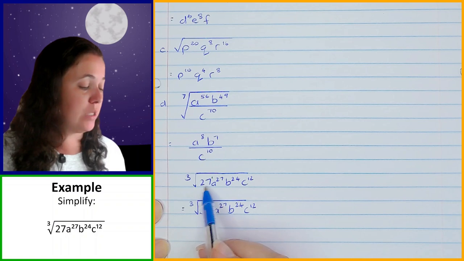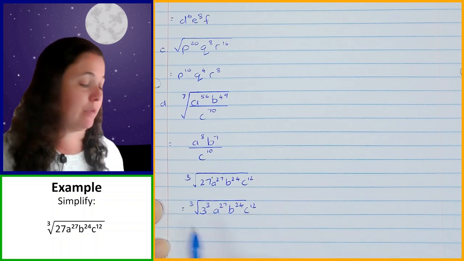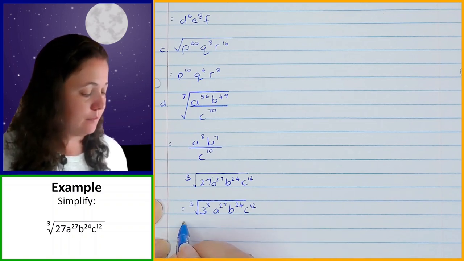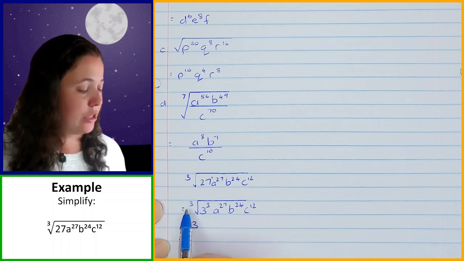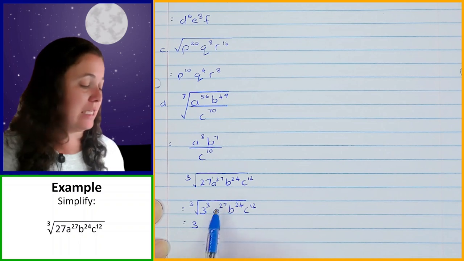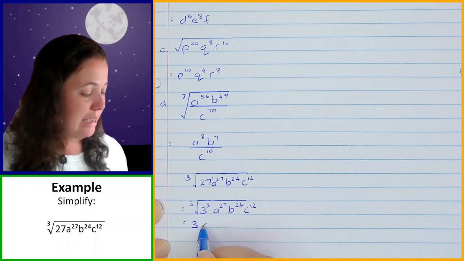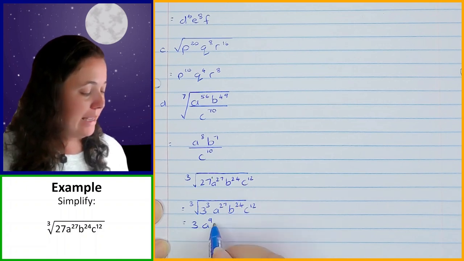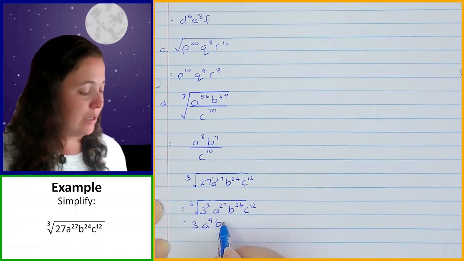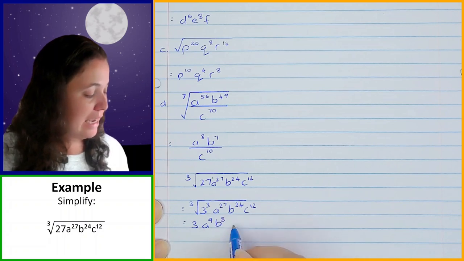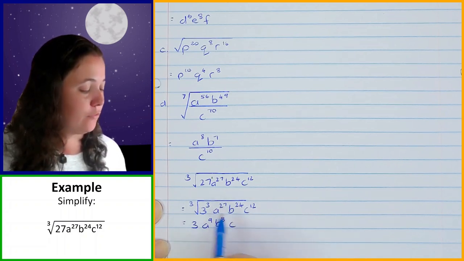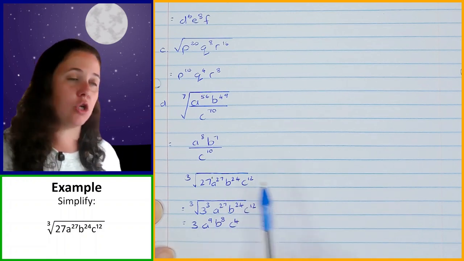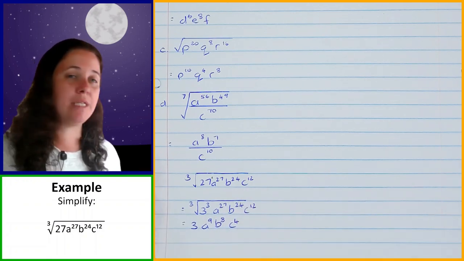So now I know 27 is 3 cubed, now I can just apply my rule and say the cube root of 3 cubed is 3. Then the cube root of a to the power of 27, I divide 27 by 3 and that gives me a to the power of 9. The cube root of b to the power of 24 is b to the power of 24 divided by 3, which is 8. And the cube root of c to the power of 12 is 12 divided by 3, that is 4.